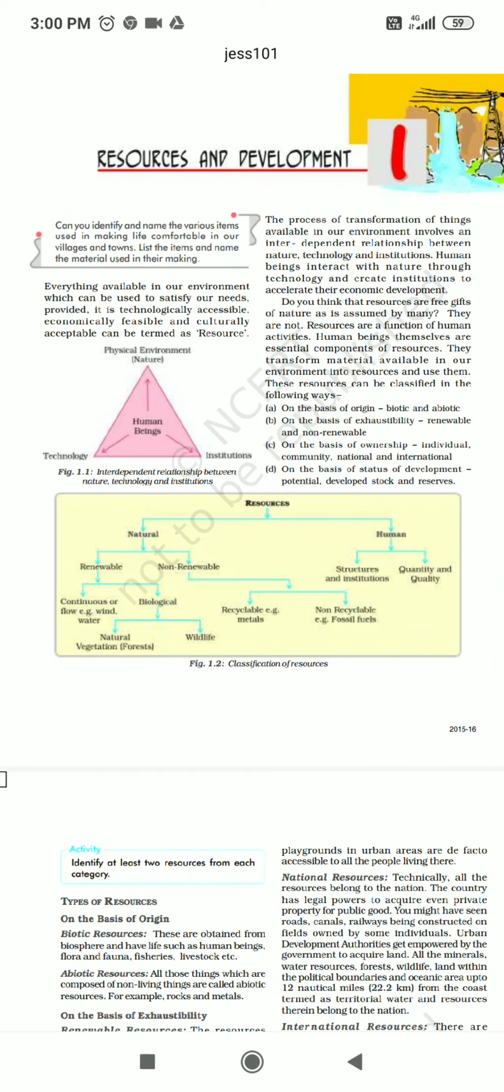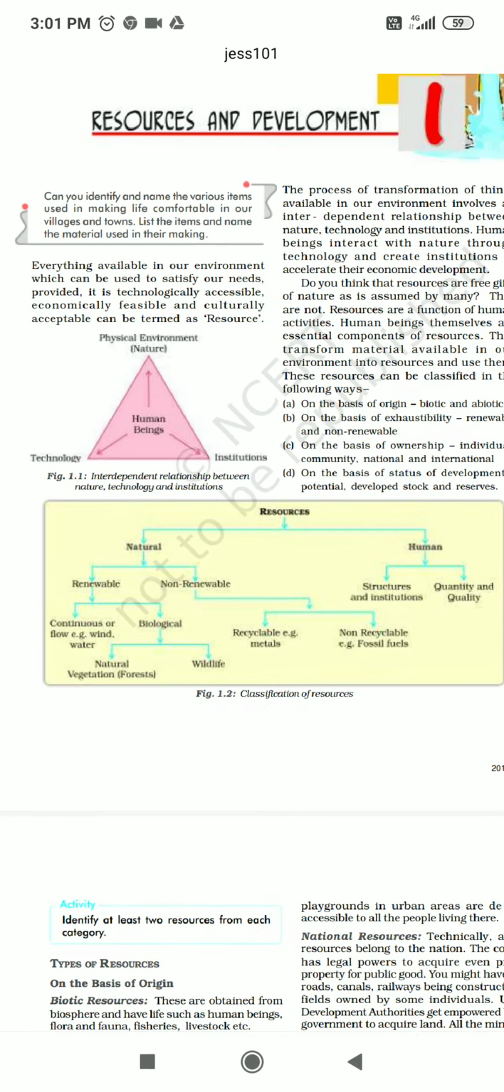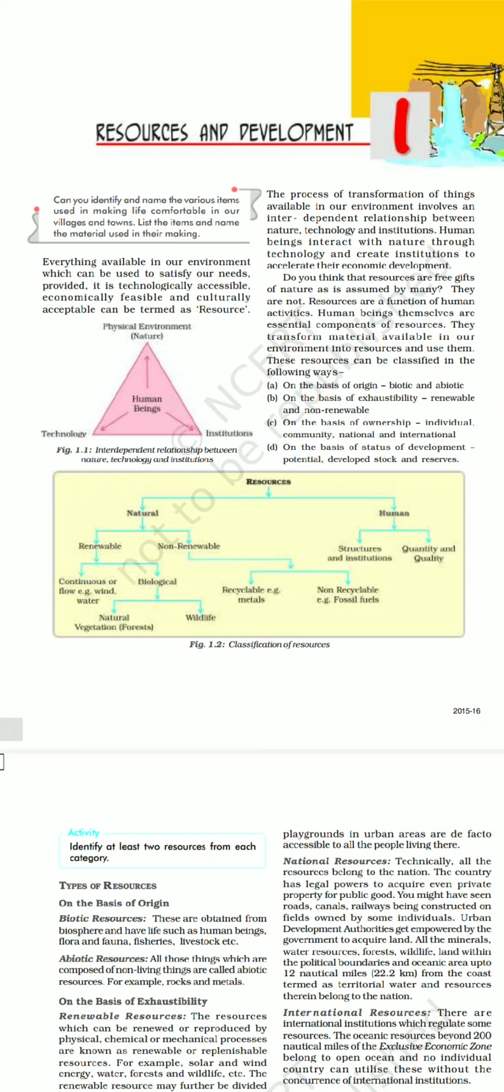A resource is something which is available for us in nature, whether it is living or dead, that satisfies human needs. Example: flora, fauna, bacteria, soil and so on. Everything which is available in our environment which can be used to satisfy our need, provided it is technologically accessible, economically feasible and culturally acceptable, can be termed as a resource.